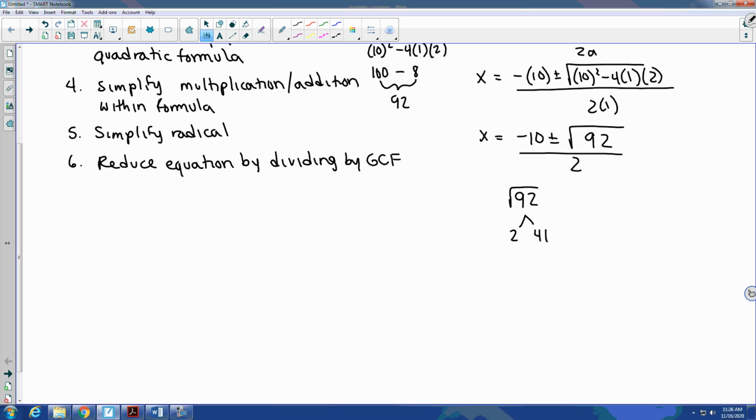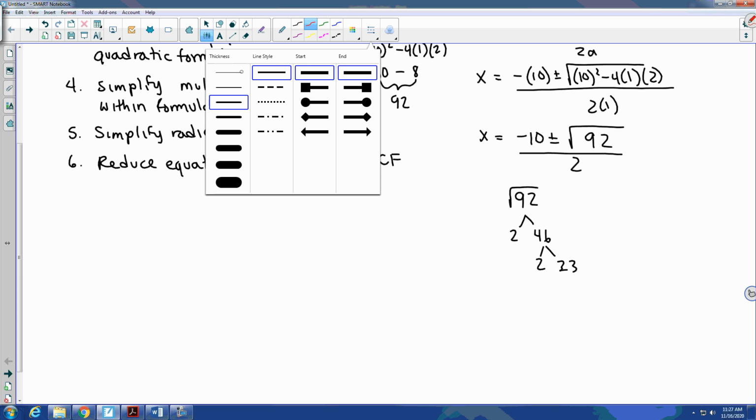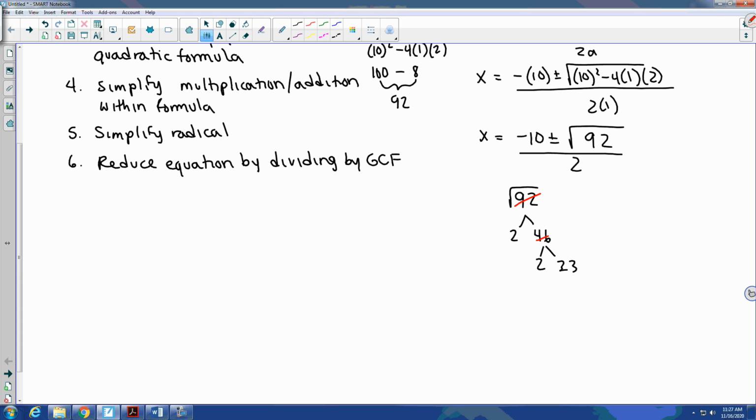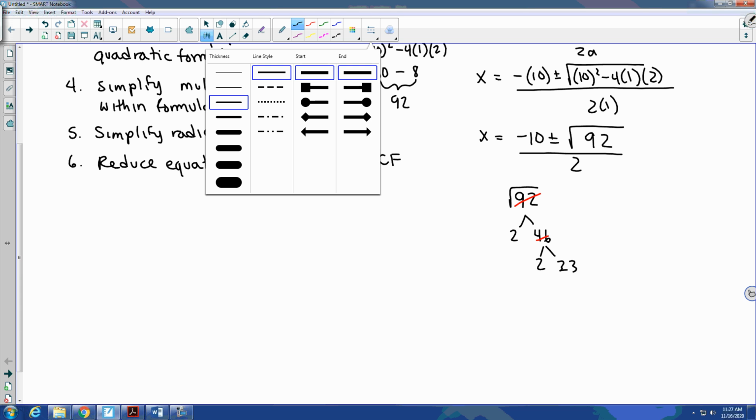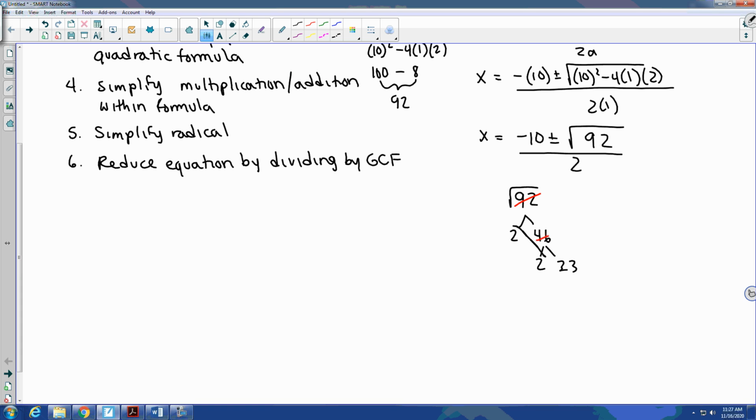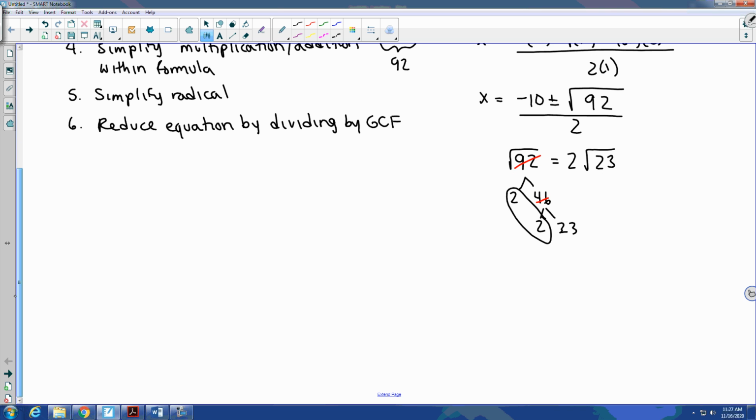So 2 and 46, 2 and 23. I've reached all prime numbers. If you prefer, you can cross out the numbers that have been broken down to avoid confusion. Group: I have a pair of 2s. 23 cannot be grouped with anything. For all my pairings, I remove that number once per pairing from outside the radical. So there's one group of 2, so I remove one 2. Anything that didn't get paired goes back underneath. So the square root of 92 is the same thing as 2 square root of 23. So I substitute that in for the square root of 92.